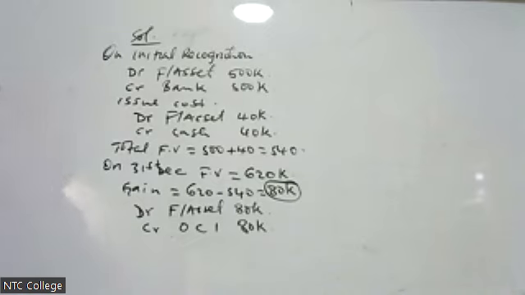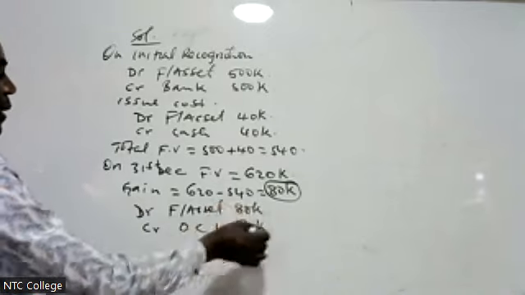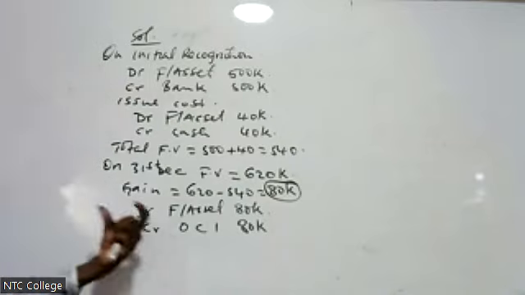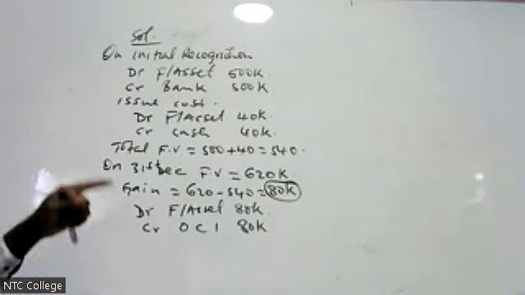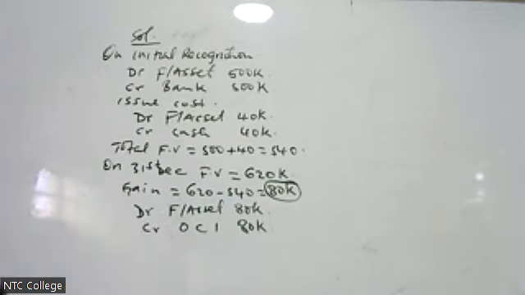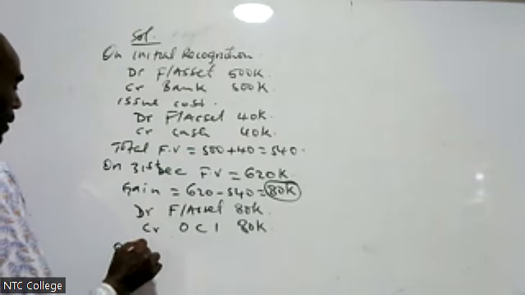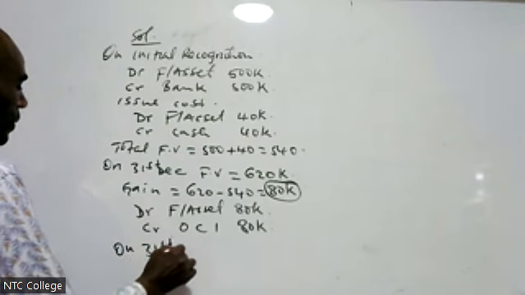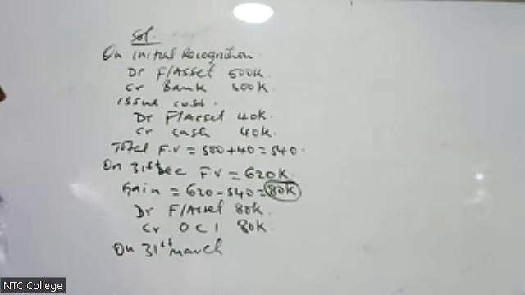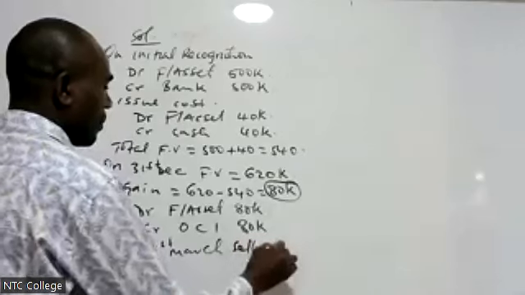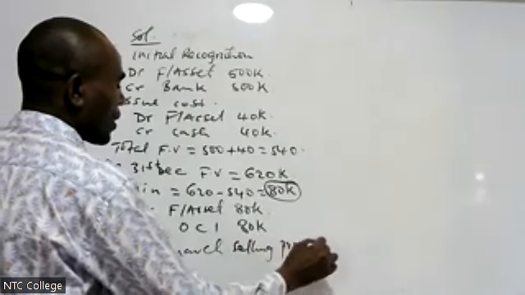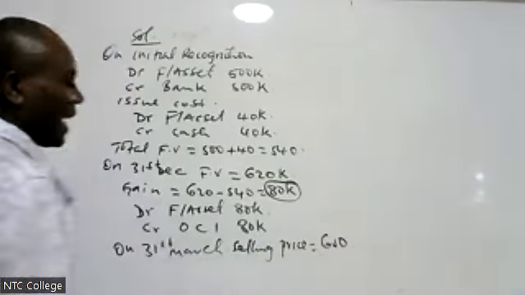Now, on that first March, we have recognized the gain, but we are not going to take that gain to P&L. It will go to OCI. Now, in the next year, we are going to sell. The selling price is equal to 650.